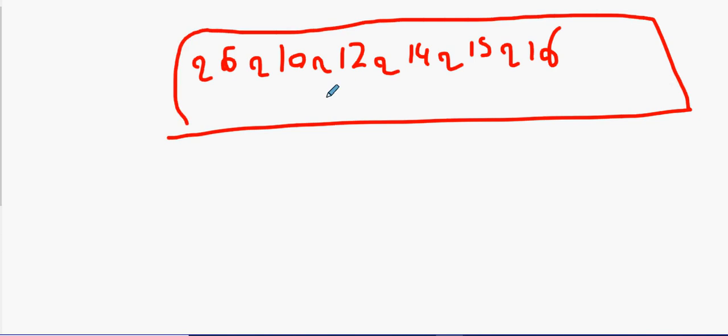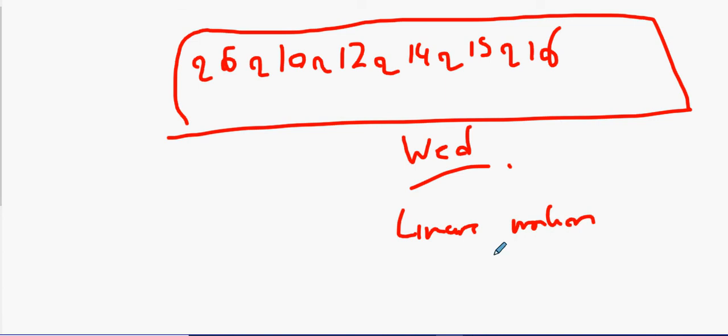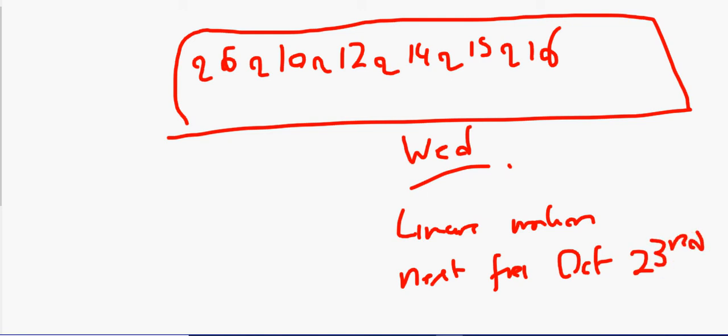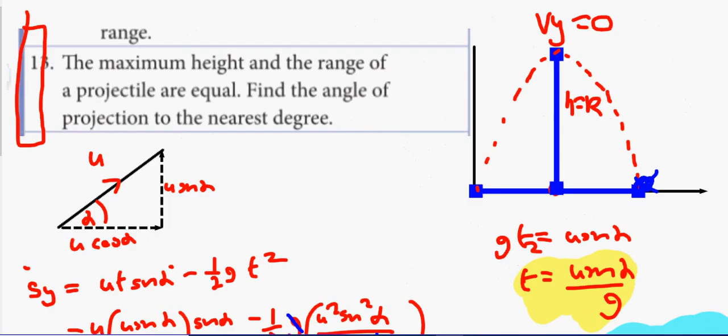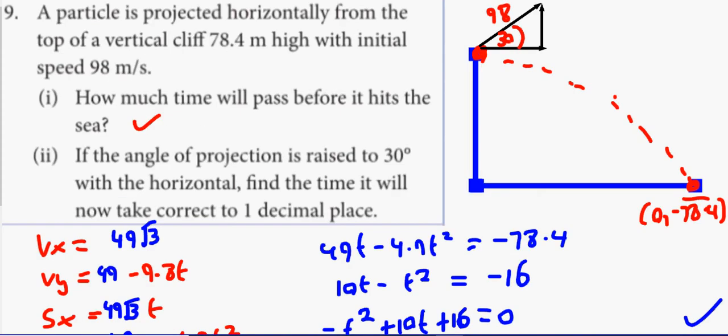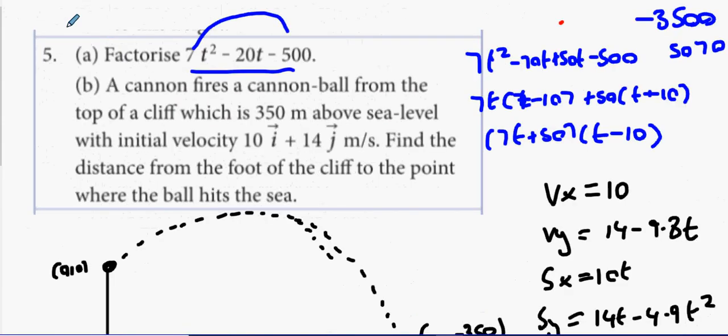They're due on Wednesday. You'll have no homework on Wednesday because you'll probably want to study for your test, which is on linear motion, next Friday, October 23rd. Alright, enjoy. What do I do? 13, 11, 5, 9, 11, and 13.